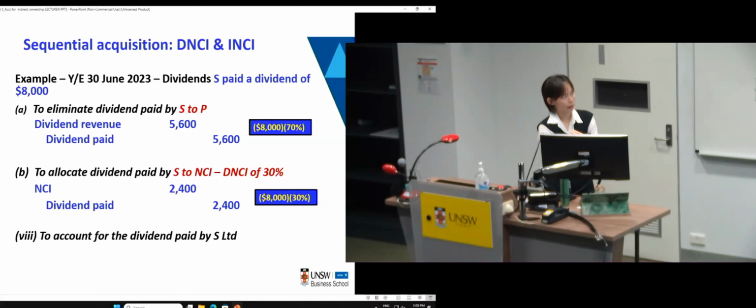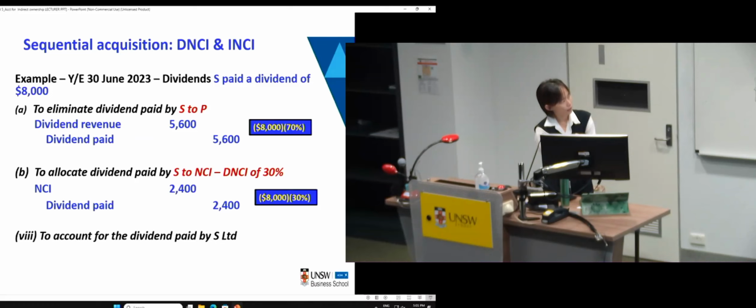P recognized dividend revenue, which from group viewpoint, that is intra-group dividend revenue. So the elimination of the intra-group dividend revenue is required in the worksheet. So using 8,000 multiplied by P's interest in S, that is 70%. So we debit dividend revenue, credit dividend paid. Now there is no payable receipt because the payment of the dividend already made.